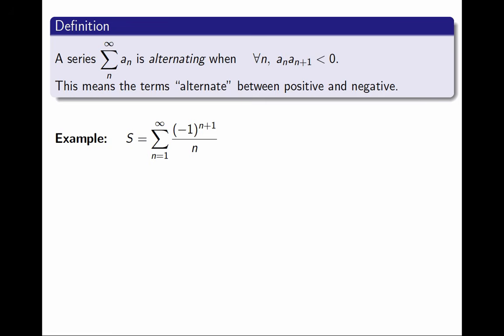Let's see what the first few terms here are. When n equals 1, I get 1. When n equals 2, minus a half. And then plus a third, minus a quarter, plus a fifth, minus a sixth, and so on.